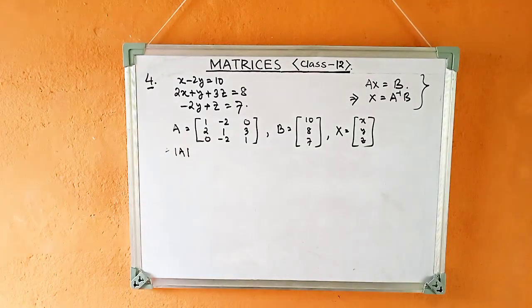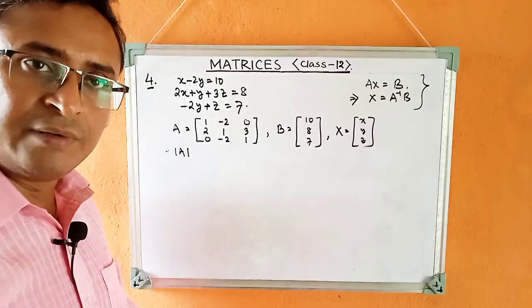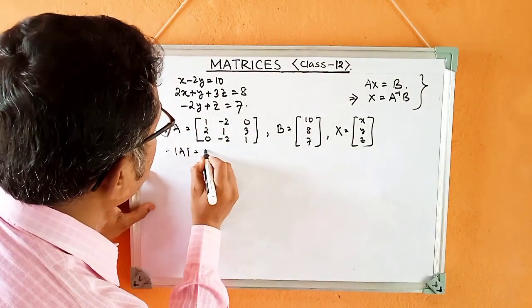So after calculation, how to find the determinant we already discussed. The determinant of this matrix is equal to 11.